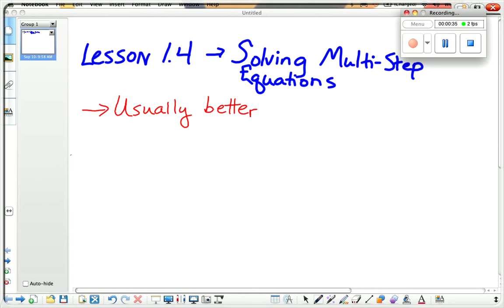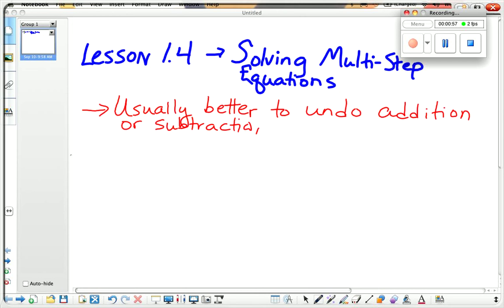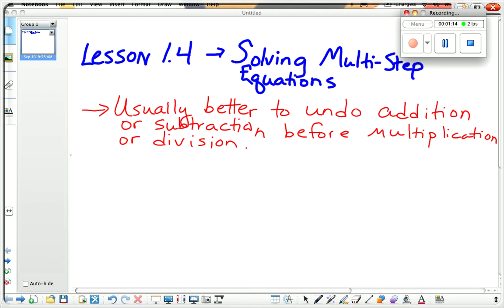so we're working in pencil now, right? Usually better to undo addition or subtraction. Remember when we're solving, we do inverse operations, we undo. So better to undo addition or subtraction before multiplication or division. But of course, in the very first problem, I'm going to show you what happens if we do it either way.